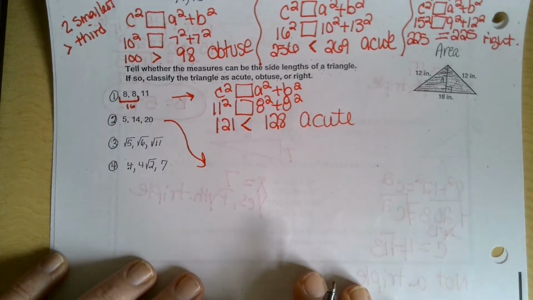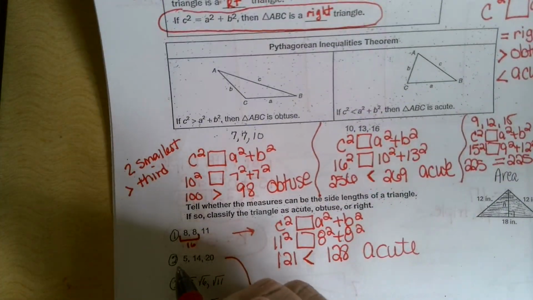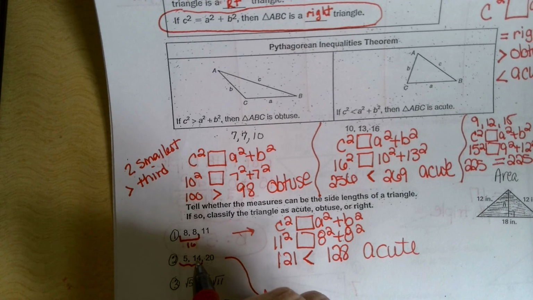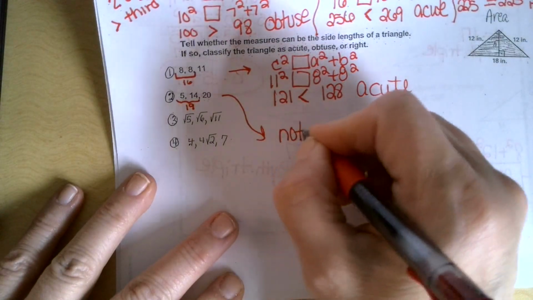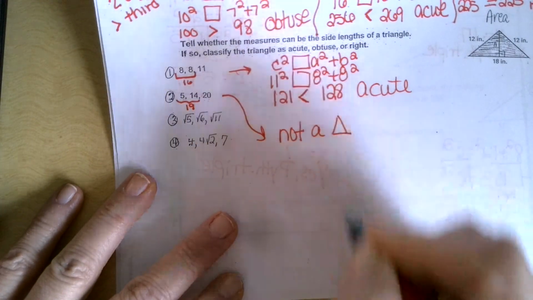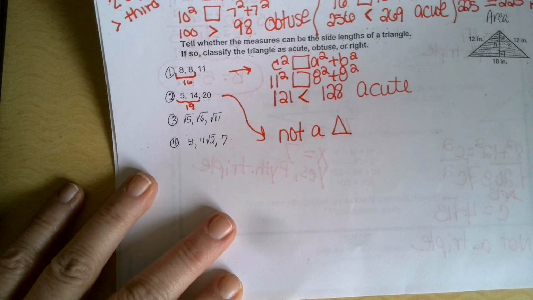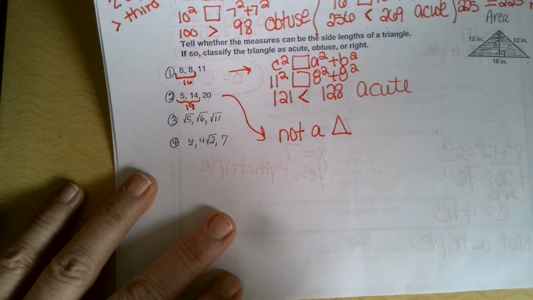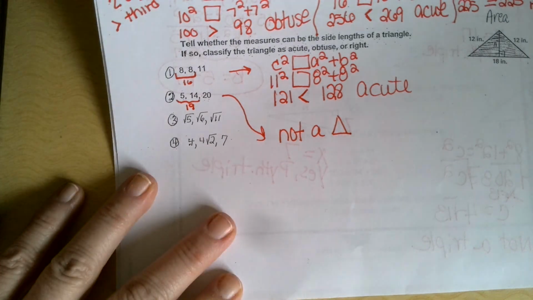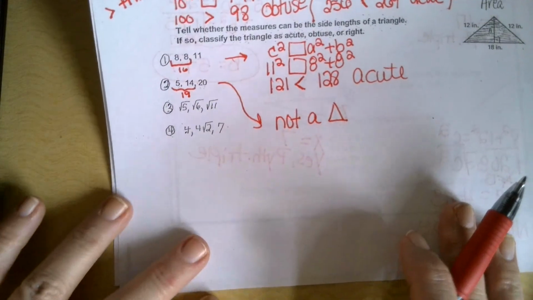First of all, we need to see, is it a triangle? So if I add these together, 14 plus 5 is 19. This is not a triangle. If it's not a triangle, you can't tell me if it's obtuse or acute or right. The two smaller sides have to add together to be greater than the third side. Not equal to, has to be greater. Okay. So number 3.